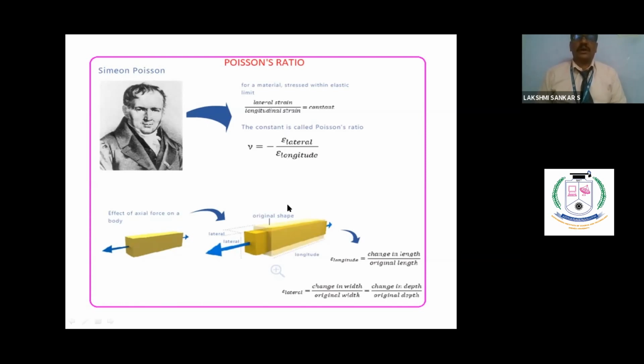Longitudinal strain means what? Which is in the denominator. How is it coming? Change in length divided by original length with respect to the longitudinal direction. That is the length direction. At the same time, in the cross section direction, there is a lateral direction. 2 axes are there. In that, change in length divided by original length is going to be the lateral strain. So lateral by longitudinal strain is a constant that is given by nu. It was invented by Poisson, the gentleman. The picture is shown to you for your reference.